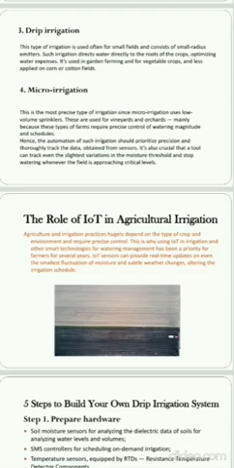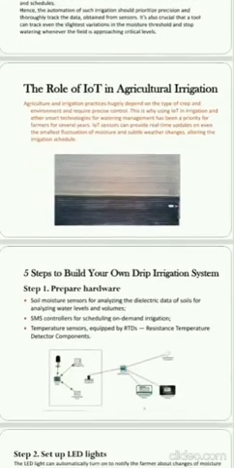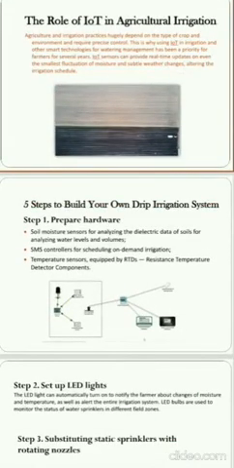Steps to build your own drip irrigation system. Step 1. Prepare hardware. Soil moisture sensors for analyzing the dielectric data of soils for analyzing water levels and volumes. SMS controllers for scheduling on-demand irrigation. Temperature sensors equipped with RTDs, resistance temperature detector components.